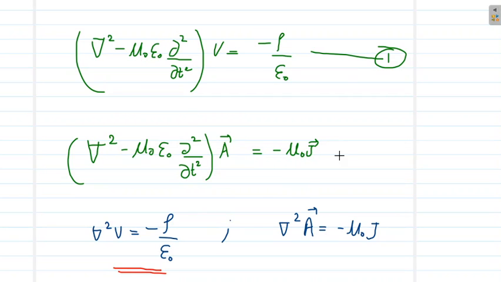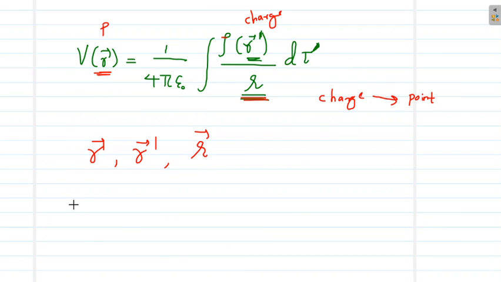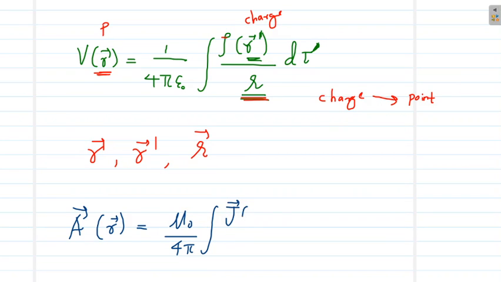Similarly, the solution of the second equation in the static case will yield the equation for the vector potential, and it is given by A bar of r bar is equal to mu 0 by 4 pi into the integral of J bar of r bar dash divided by curly r into d tau dash.